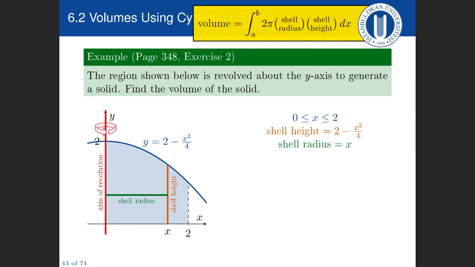Shell radius, I can see, must be x. So the volume of the solid must be the integral from 0 to 2 of 2 pi x times (2 minus x squared over 4) dx. And that's equal to whatever it is. You can finish this for me now.